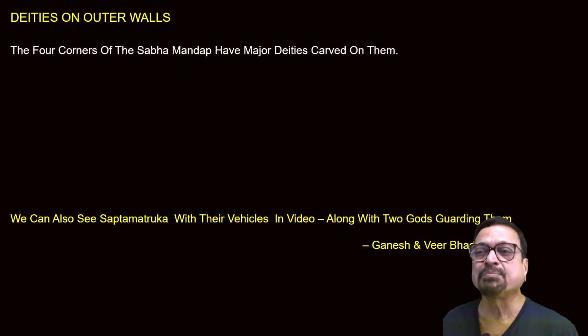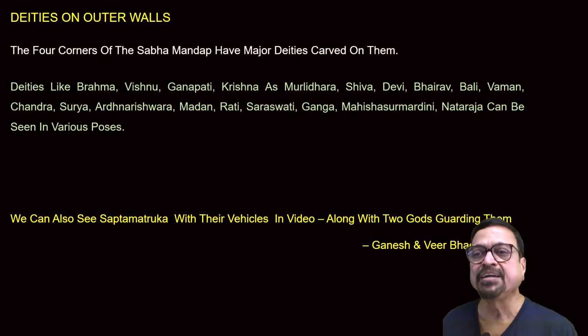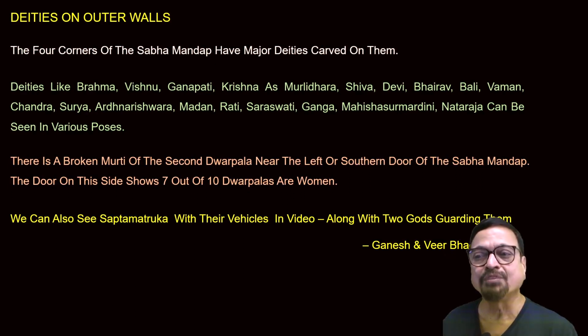The 4 corners of the Sabha Mandapa have deities carved on them. Deities like Brahma, Vishnu, Ganapati, Krishna and Murlidhara. Then Shiva, then Bhairava, then Bali, then Vaman, then Surya, then Ardhanarishwar, then Madanarati with her favorite sugarcane stick, Saraswati, Ganga, then Mahishasura Mardini. Nataraja can also be seen in various poses. There is a broken murti of the 2nd Dwarapala near the left of the sanctum door of the Sabha Mandapam.